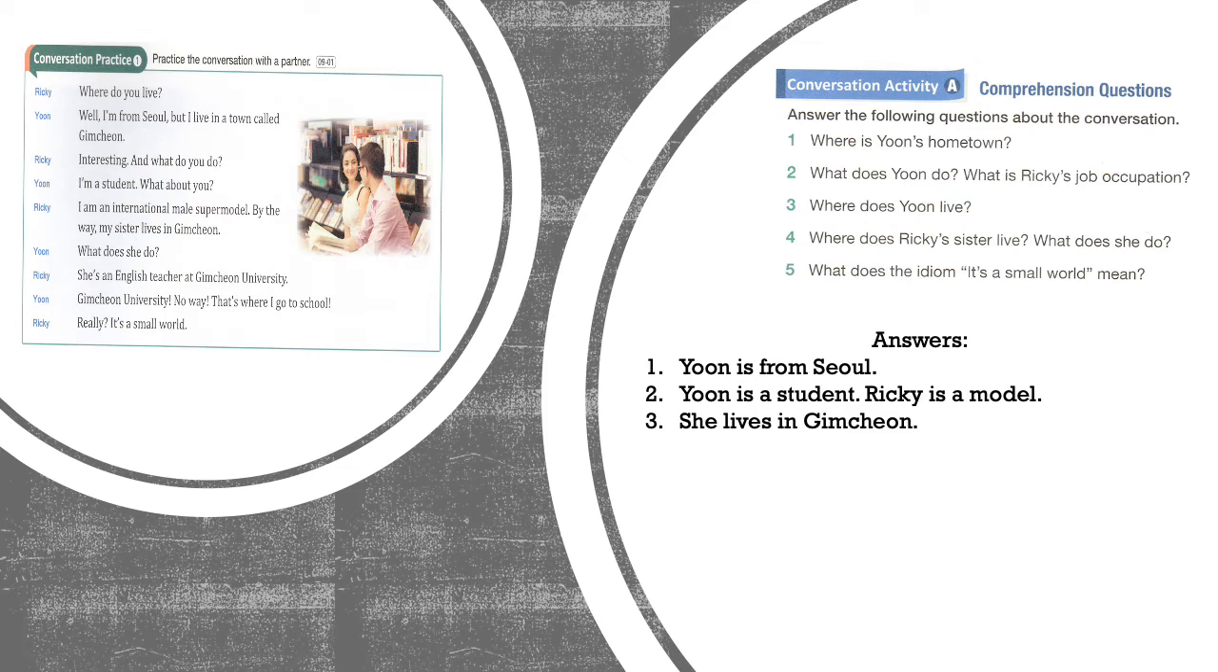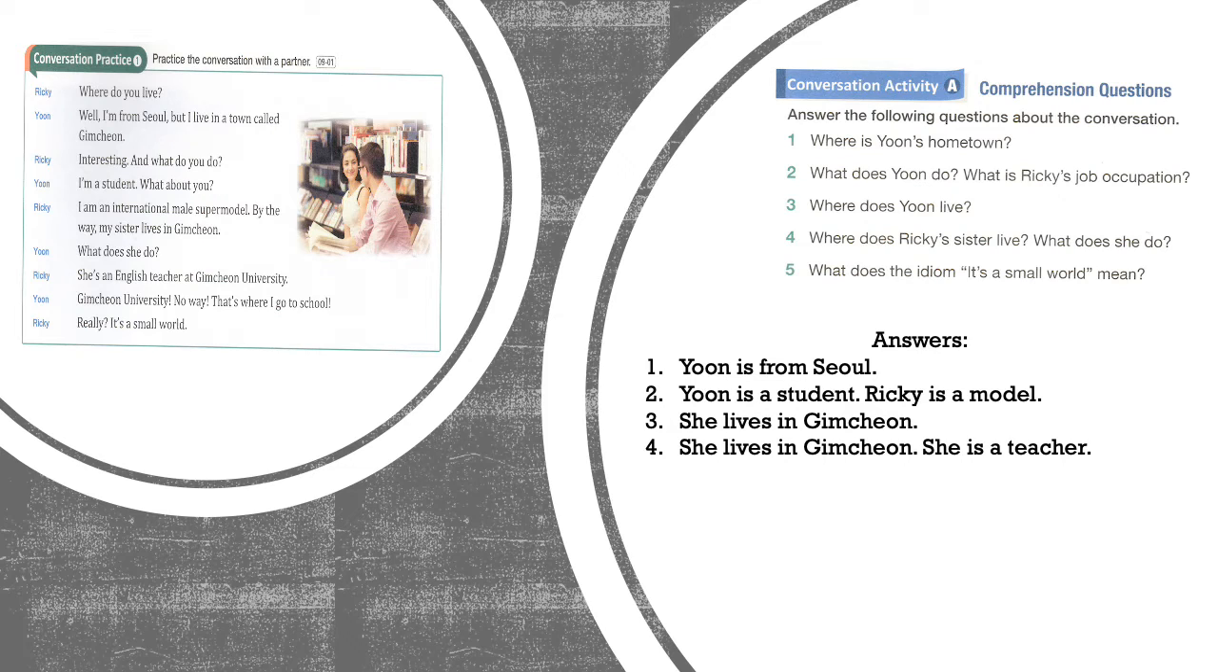And number 4, what about Ricky's sister? Where does she live and what does she do? She lives in Gimcheon too. And what does she do in Gimcheon? She's an English teacher. She's an English teacher at Gimcheon University. And finally, number 5, there's an idiom here. It's a small world. So at the end, Ricky says, it's a small world.